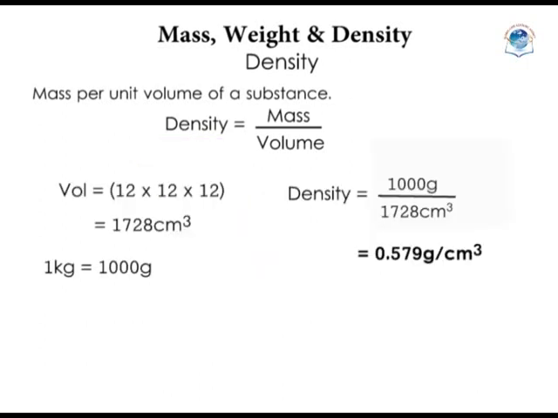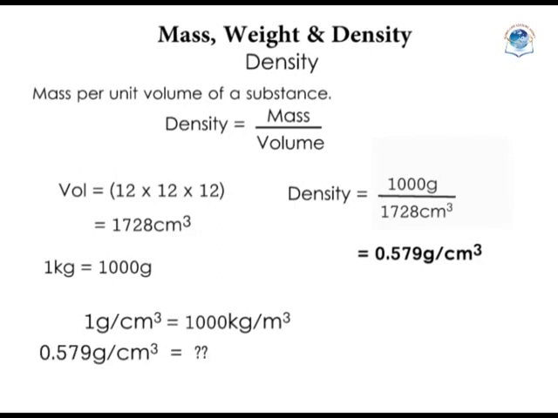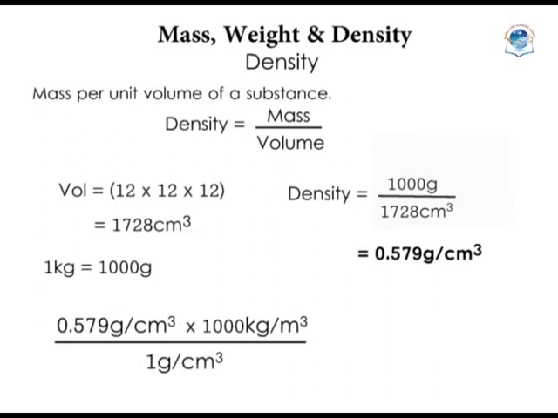To convert that into kilograms per cubic meter, we know that 1 gram per cubic centimeter is equal to 1,000 kilograms per cubic meter. How about 0.579 grams per cubic centimeter? That will be 0.579 grams per cubic centimeter times 1,000 kilograms per cubic meter over 1 gram per cubic centimeter. The grams per cubic centimeter cancel out, and we remain with 579 kilograms per cubic meter.